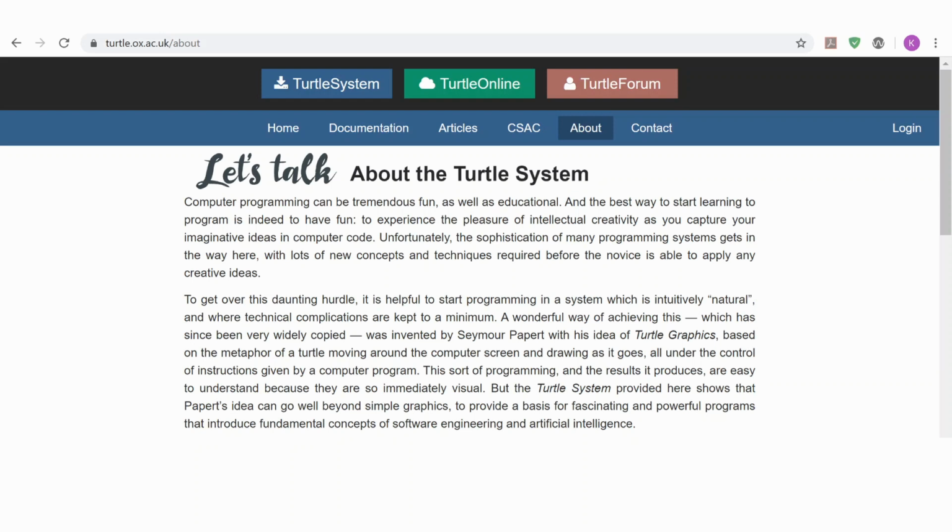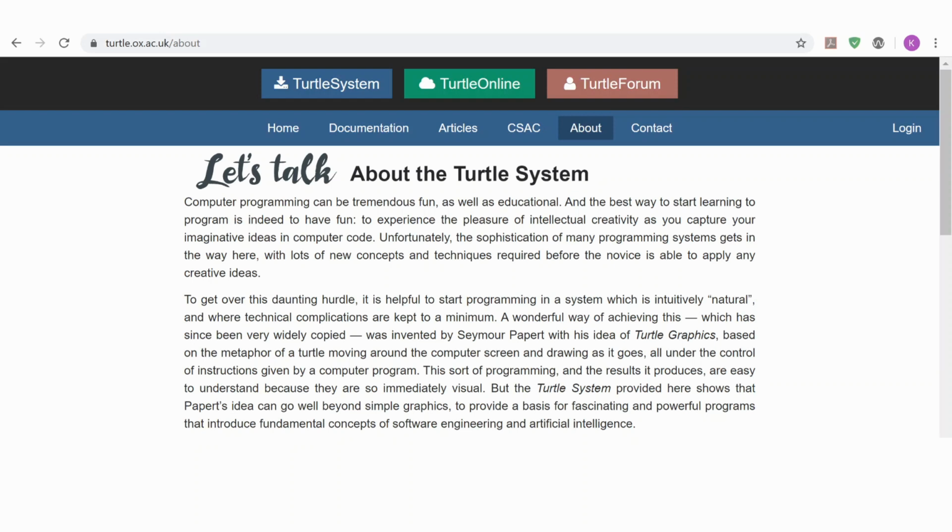Computer programming can be tremendous fun as well as educational, and the best way to start learning to program is indeed to have fun, to experience the pleasure of intellectual creativity as you capture your imaginative ideas in computer code. Unfortunately, the sophistication of many programming systems gets in the way here, with lots of new concepts and techniques required before the novice is able to apply any creative ideas. To get over this daunting hurdle, it is helpful to start programming in a system which is intuitively natural and where technical complications are kept to a minimum.